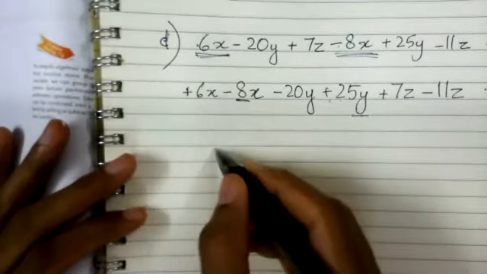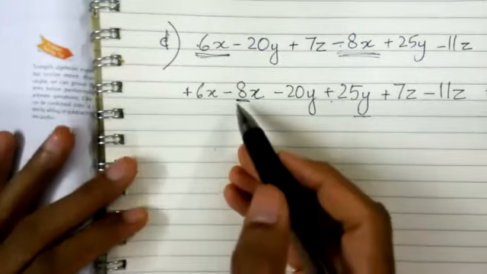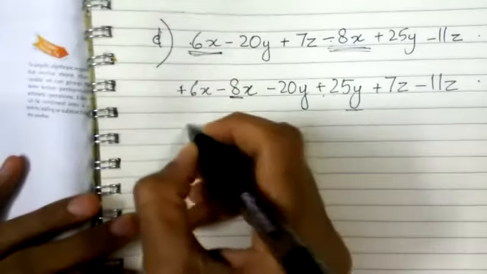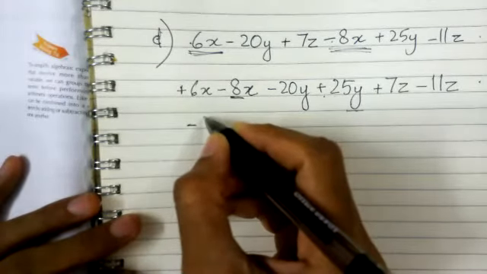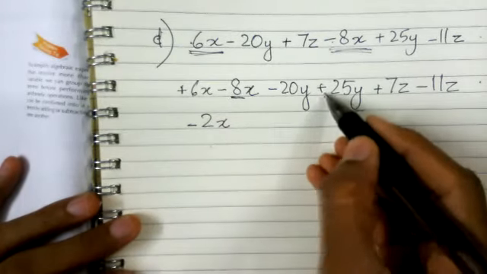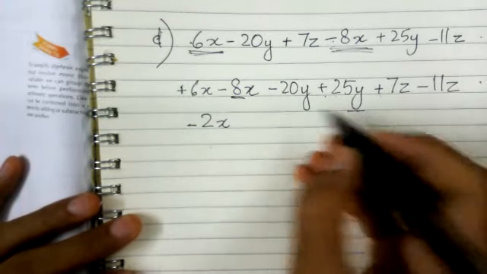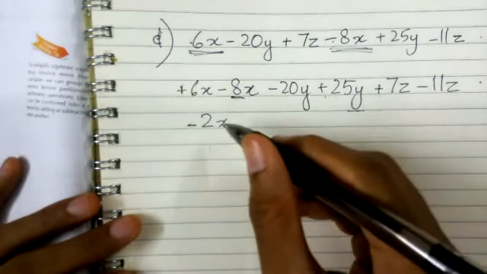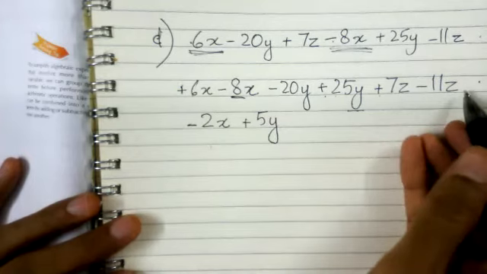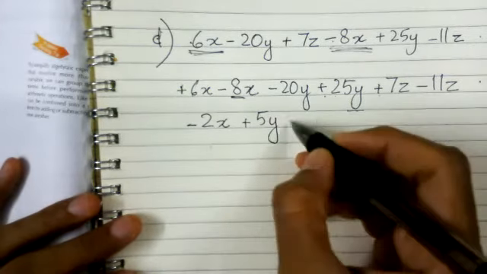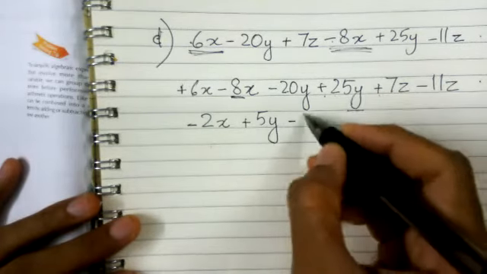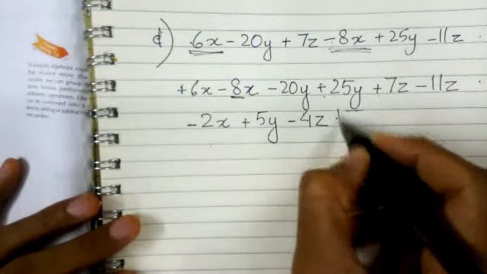Okay. So now this is easy. Plus 6x minus 8x. Sidra? Minus 2x. And then minus 20y plus 25y. Plus 5y. And plus 7z minus 11z. Minus 4z. Yes, 4z. So this should be your answer.